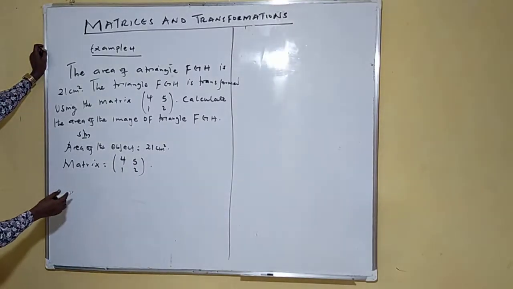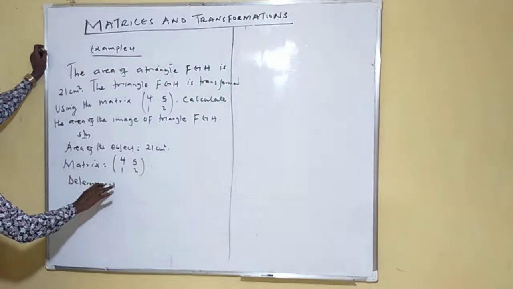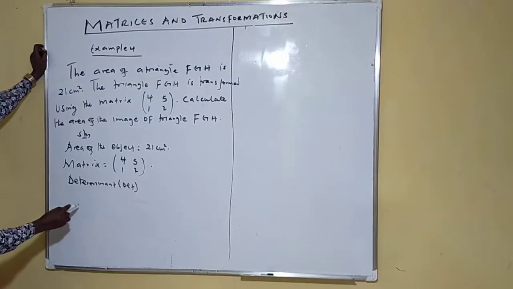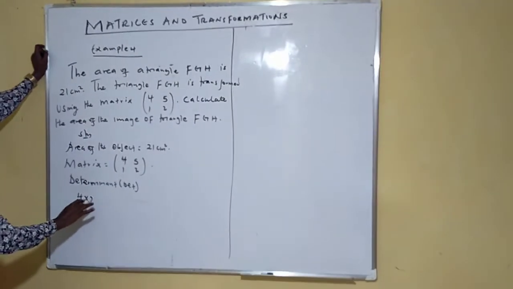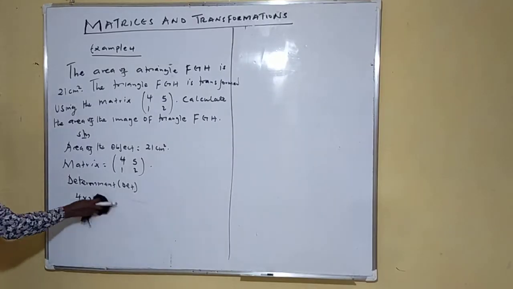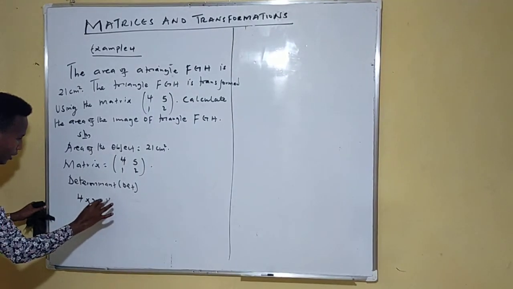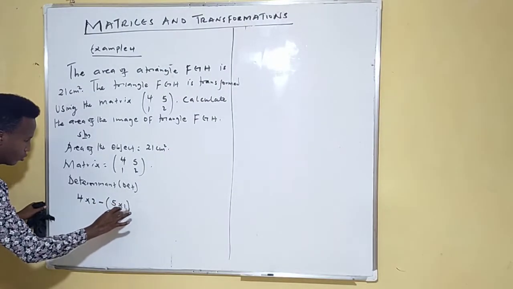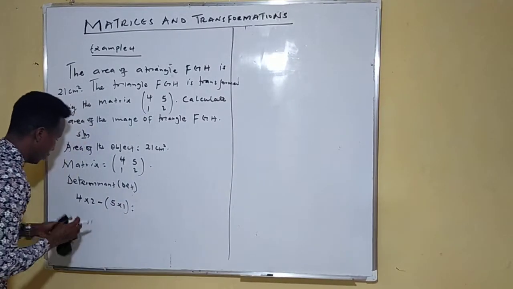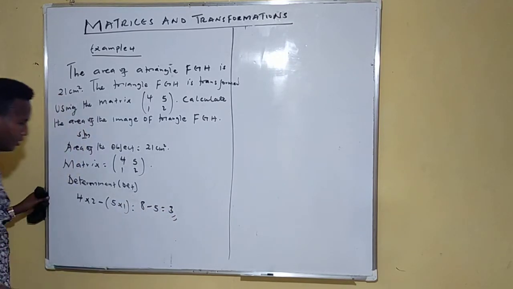Then for you to get the determinant, det, this times this is how much? 4 times 2. You're going to say 4 times 2 minus, open the bracket, 5 times 1. 4 times 2 is 8, minus 5, which is 3. So this is our determinant.